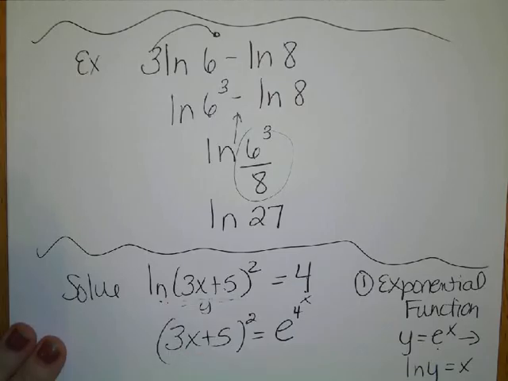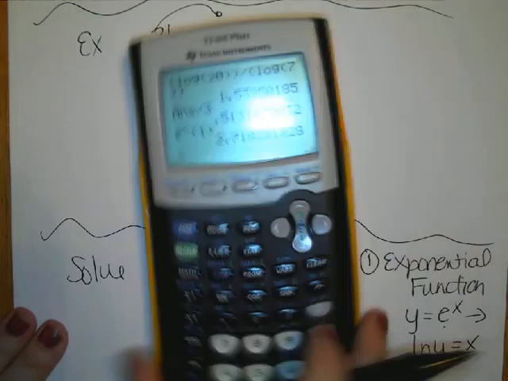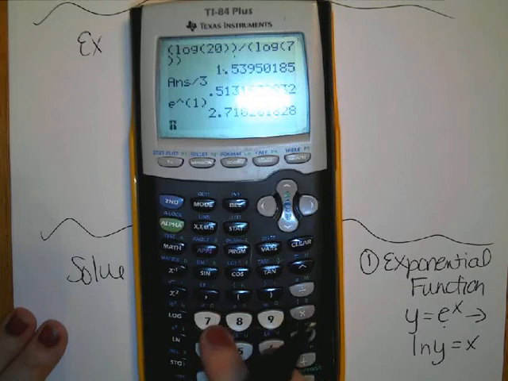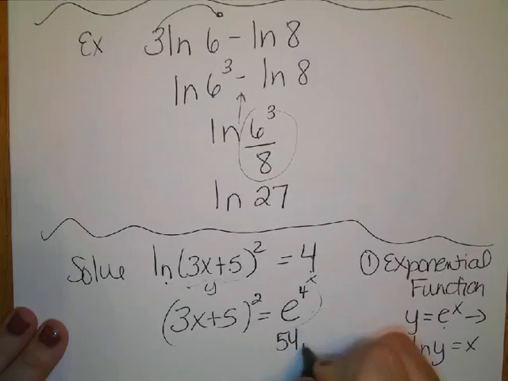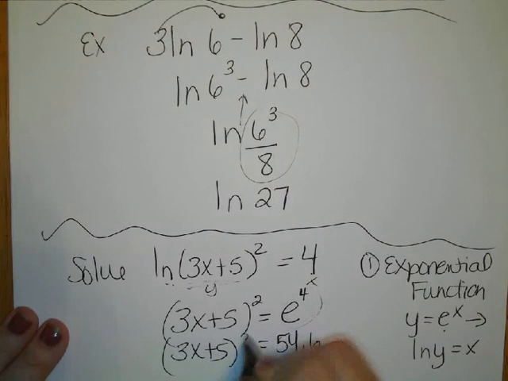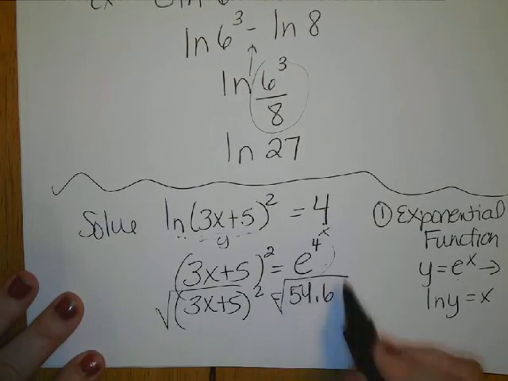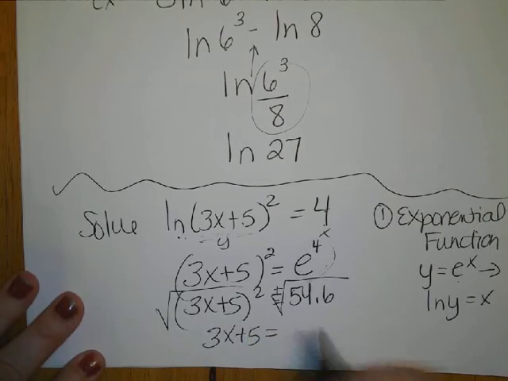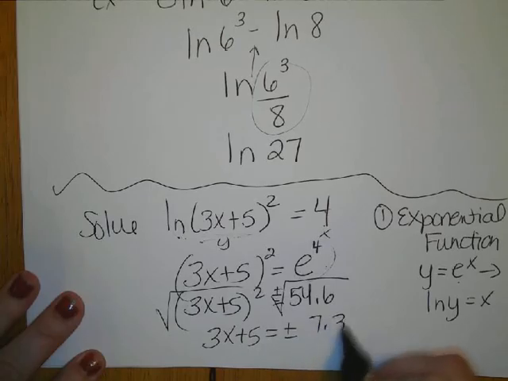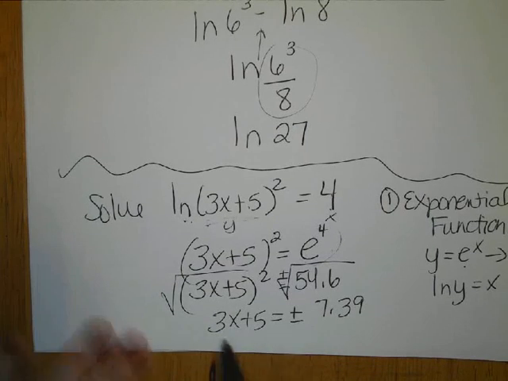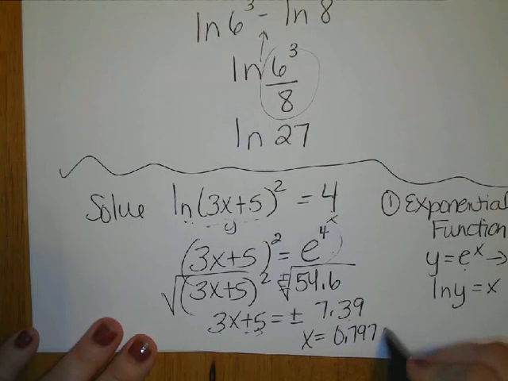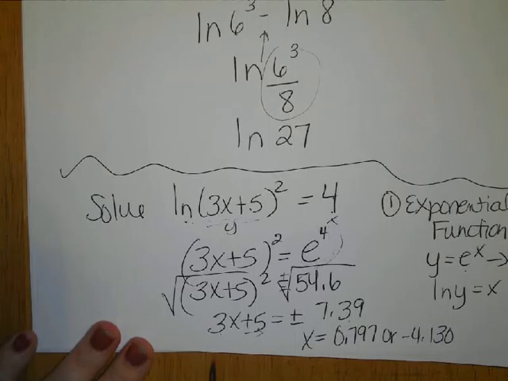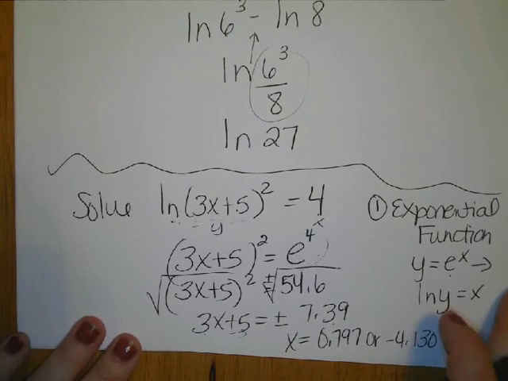Now, this can be in the calculator, e to the 4th. So I just go in the calculator, I go second natural log, and that's e to the 4th, gives me 54.6. Now, how do I get rid of a square? Well, I square root it. It's plus or minus, so I have 3x plus 5 equals plus or minus 7.39. Now, if I were to work this out, I'd subtract 5 from both positive 7.39 and negative 7.39. Then I would divide by 3. You know these algebra steps. So x equals 0.797 or negative 4.130. You have exactly the same rules with natural logs as you do with regular logs, except we're dealing in base e.